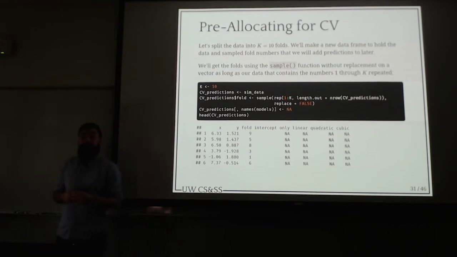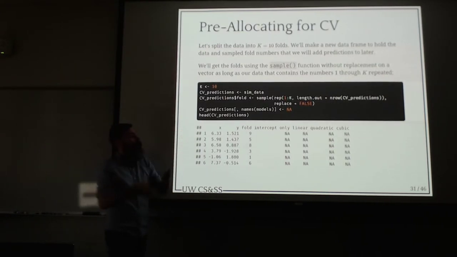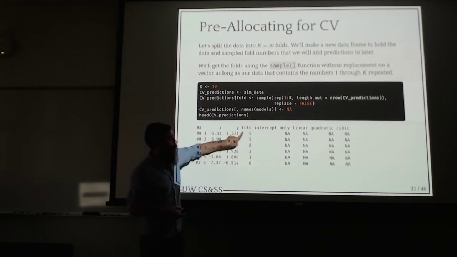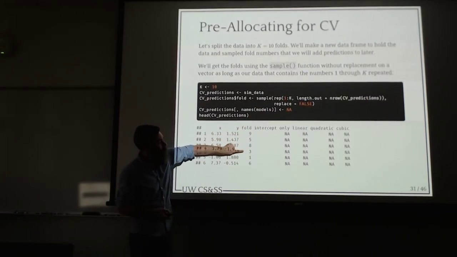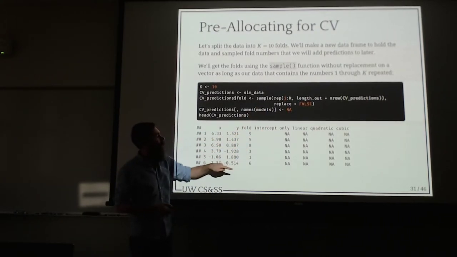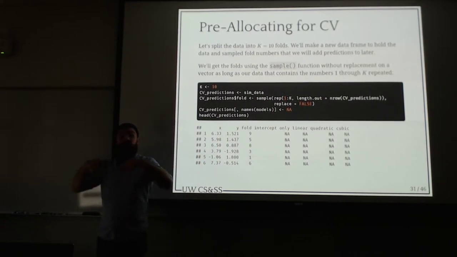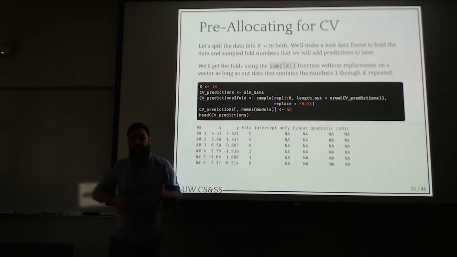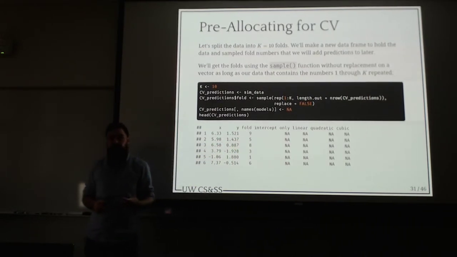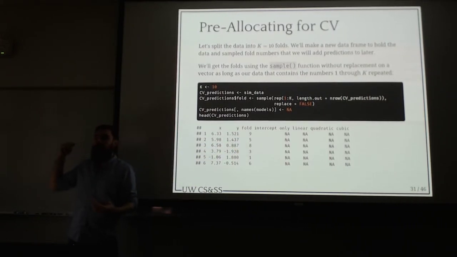What the loop allows us to do is run lots of different operations based on some values. So this whole sample and rep code was just a way to generate these numbers. As a way for me to say, okay, of my 300 observations, I want 30 of them to be in fold 9, I want 30 of them to be in fold 5, so that I could always remove those observations, run a model, and then predict on those observations I left out.